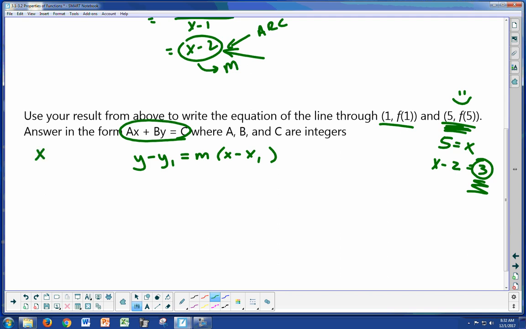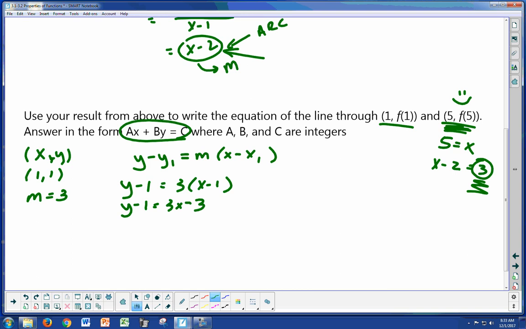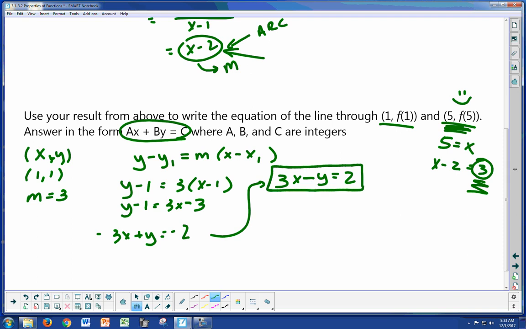We know that x, y is going to be the point 1, 1, and we know the slope is going to be 3 from our computations on the right side there. So y minus 1 is equal to 3 times x minus 1, or y minus 1 equals 3x minus 3. So let's finish this out. Negative 3x plus y equals negative 2, and if you wanted to multiply that all out, you get 3x minus y equals 2 if you want it to be really pretty. I like it to be really pretty. Multiply through by negative 1 there. All right, let's move on.